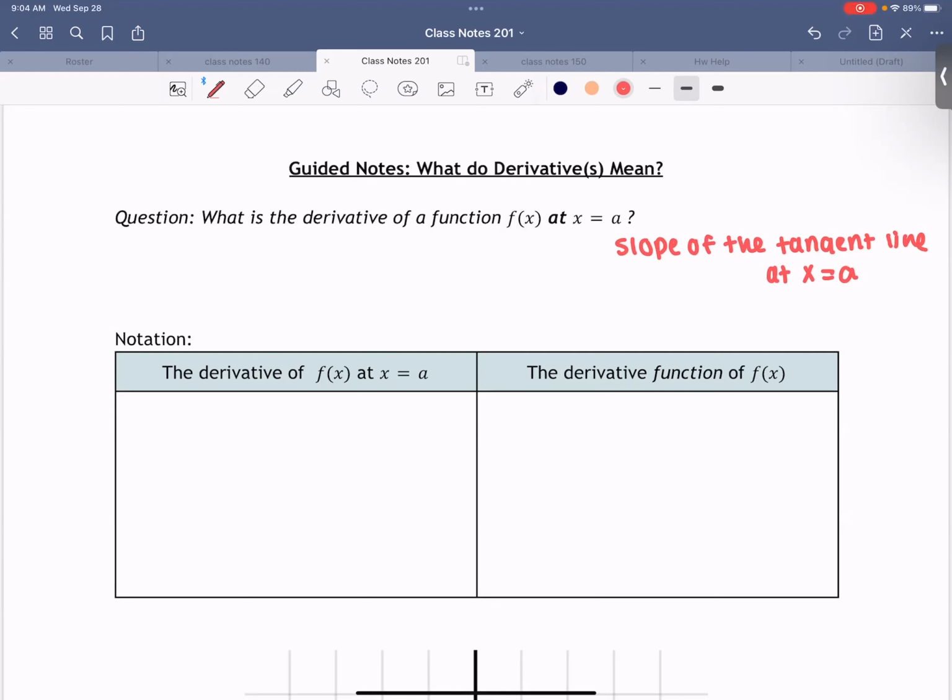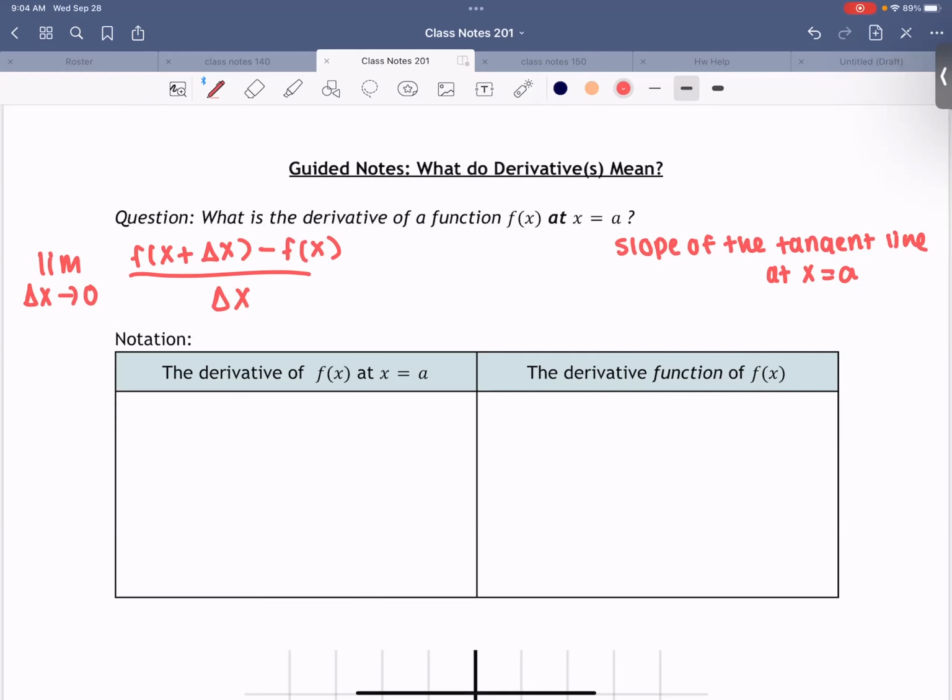Yeah, Mike. f of x plus delta x, minus f of x, all over delta x. Good. And it's the limit as delta x goes to 0. So that's the derivative function. At x equals a, we would just replace x with a.